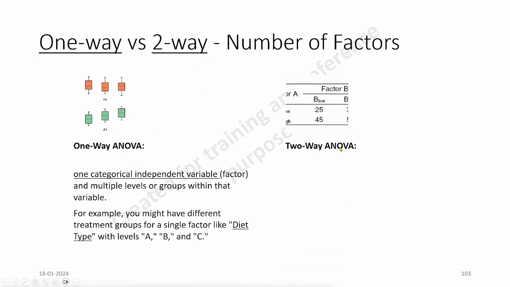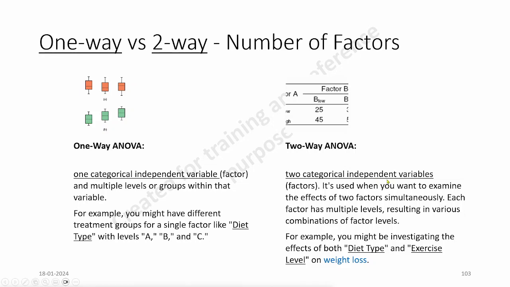Two-way ANOVA, on the other hand, involves two categorical variables, let's say diet type and also exercise type or exercise level. And combining these two categorical variables, you want to see if there is any impact on the measurement, called weight loss.